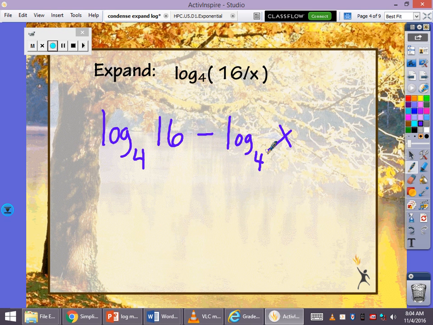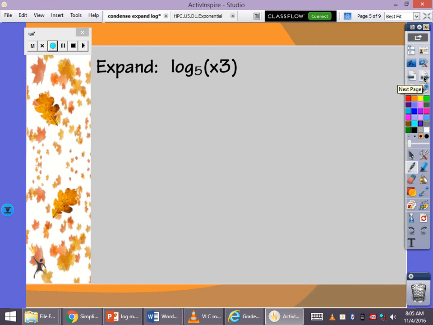Order matters. Order does not matter in addition and multiplication. It does matter in subtraction and division. You would get a totally different answer. Okay? Good? All right. Okay, go ahead and try.